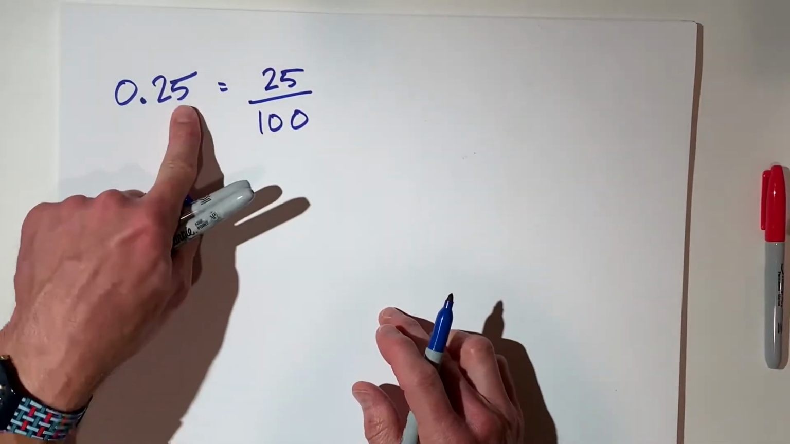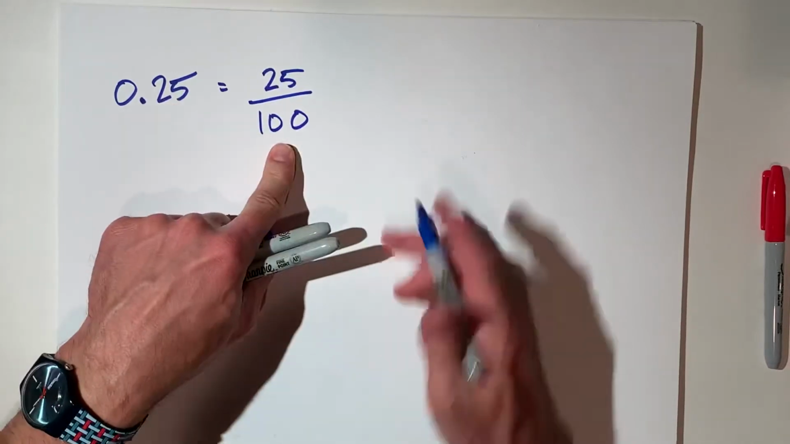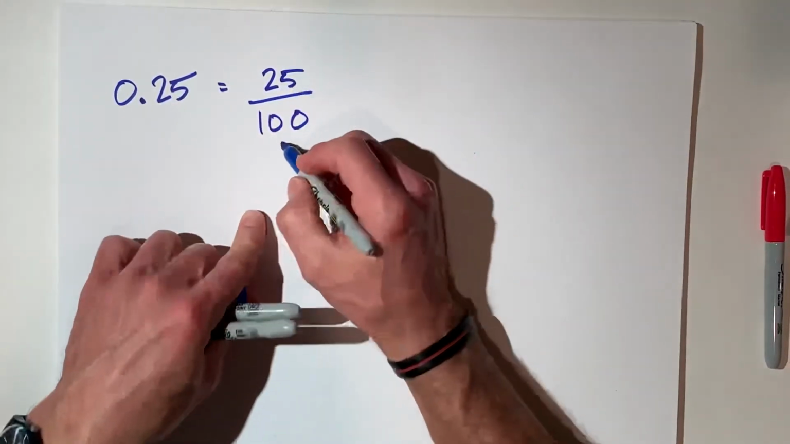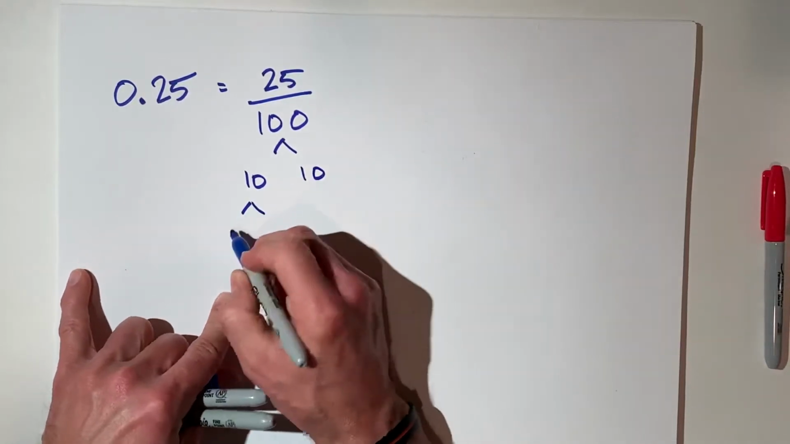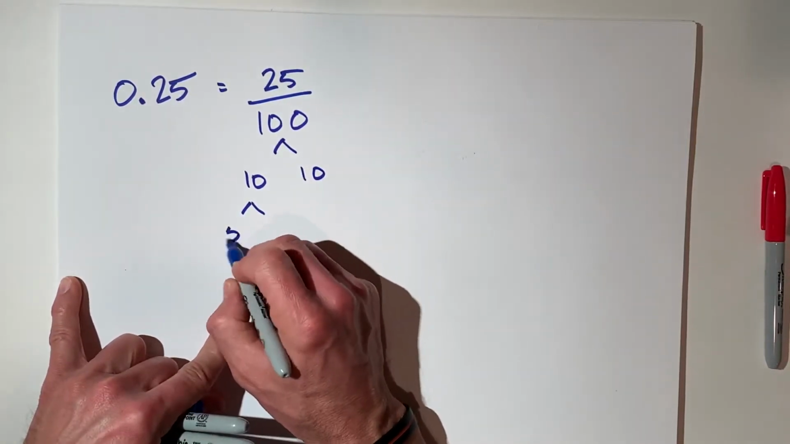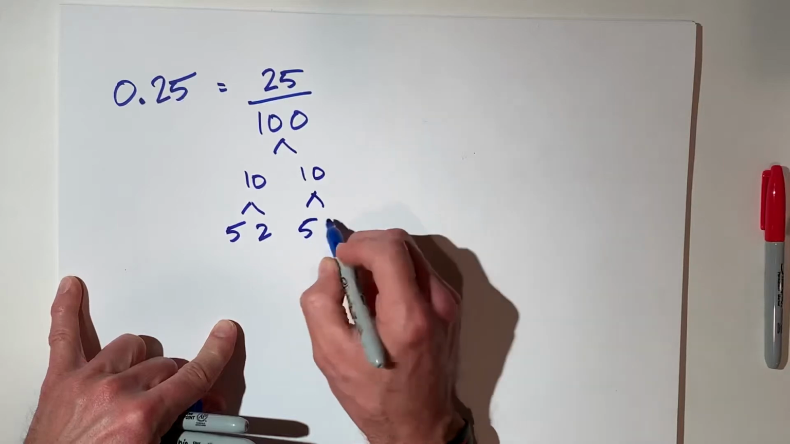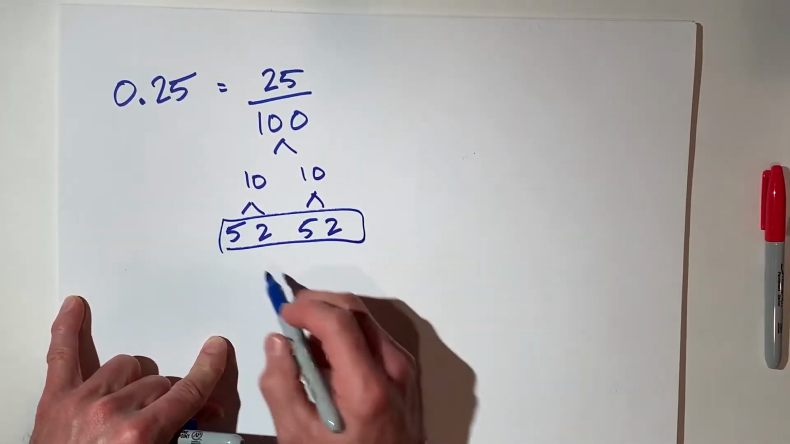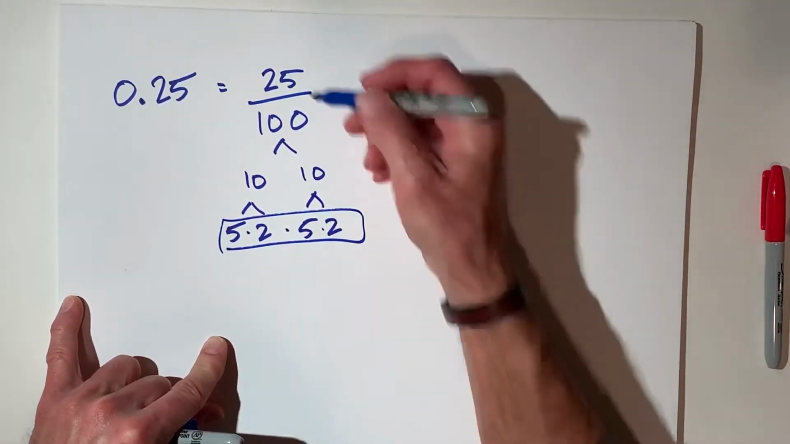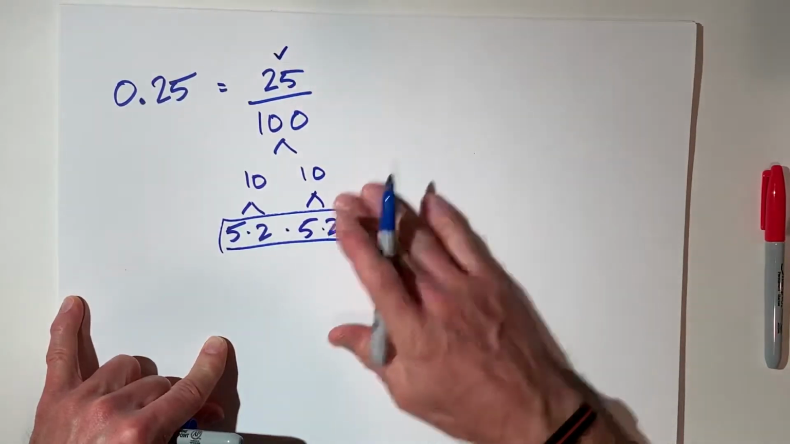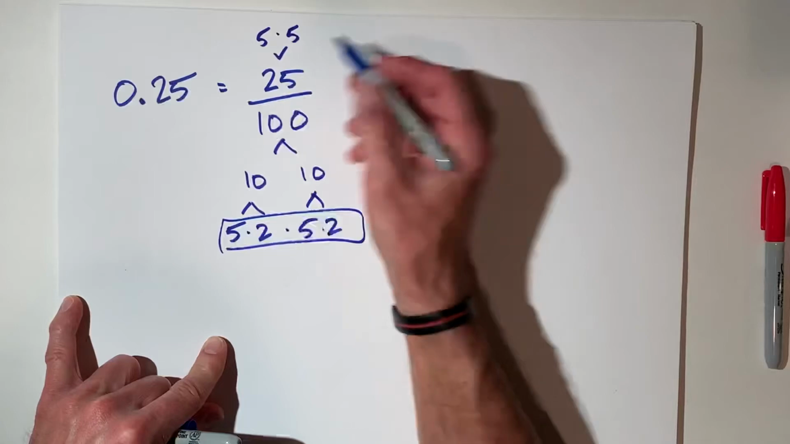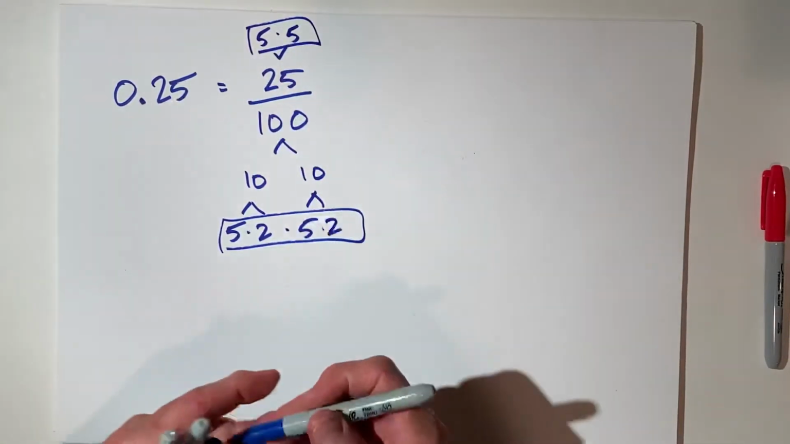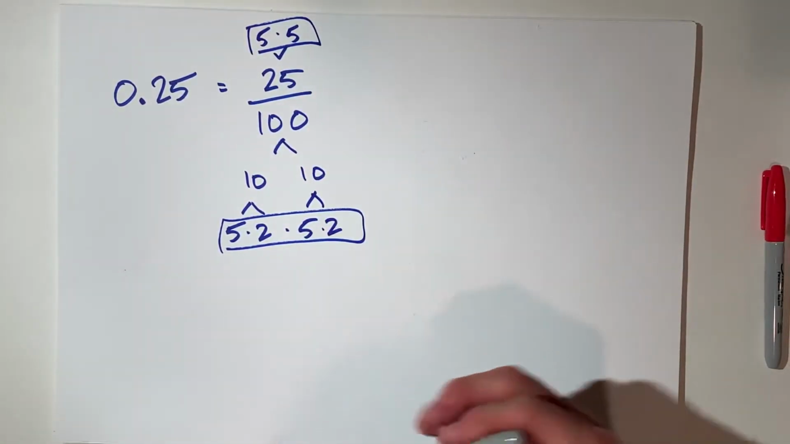Once you get your hundredths place, there's the 100, right? Hundredths place, so 25 hundredths. Here's what you do. You use prime factorization for the bottom, and you break down your 100 into 10 and 10, 5 and 2, and 5 and 2. And you get yourself a nice line of prime factors. But you do the same thing on the top, working from bottom up. 25 breaks down to 5 and 5. It doesn't break down anymore, so I have my nice line of prime factors.